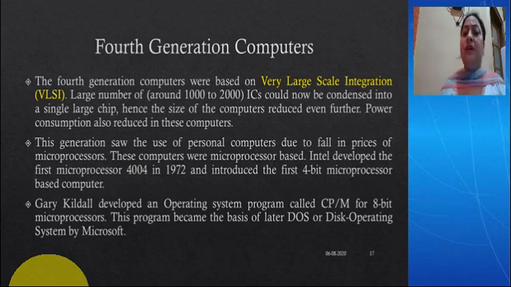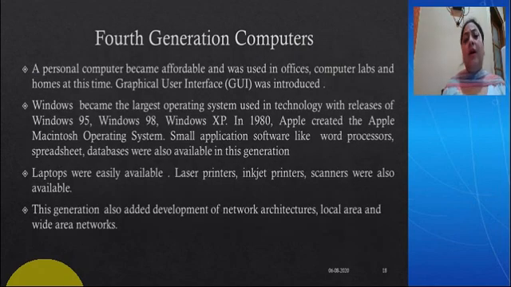Intel developed the first microprocessor, the 4004, in 1972 and introduced the first 4-bit microprocessor based computer. Gary Kildall also developed an operating system program called CP/M for the 8-bit microprocessor, and this program became the basis of the later DOS operating system, the disk operating system by Microsoft. A personal computer became affordable in the fourth generation and was now used in offices, computer labs, and homes.